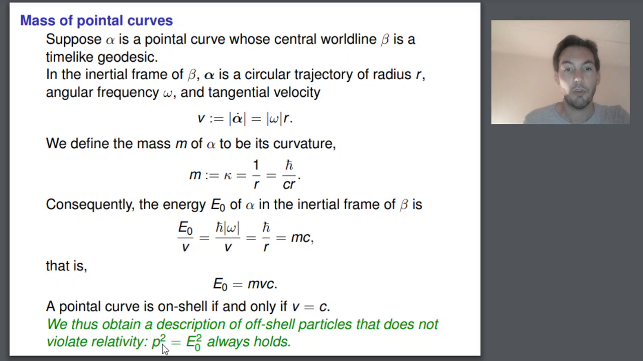A pointal curve is on shell if and only if v equals c. We thus obtain a description of off-shell particles that does not violate relativity. P squared always equals E naught squared.